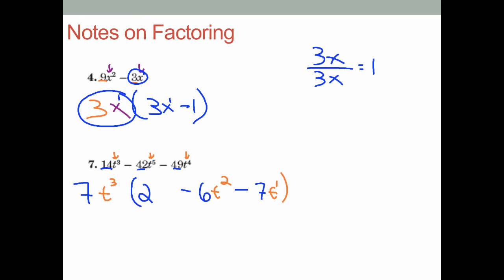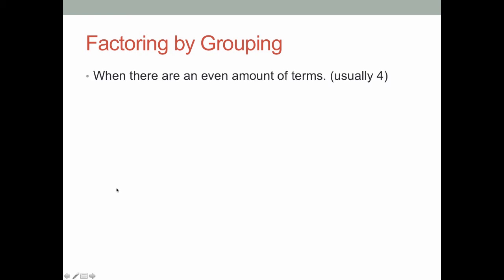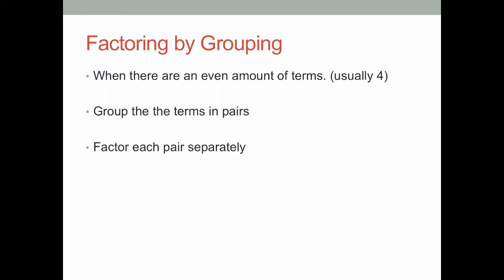So why do I factor? Sometimes I'm left with groups of things that don't have common at all. So when do I factor by grouping? If there's an even amount of terms, usually there's going to be 4 in the cases that we're doing. I pair the terms, and then I factor each pair separately. So then I can combine the remaining terms to solve. Now let me give you an example of that.